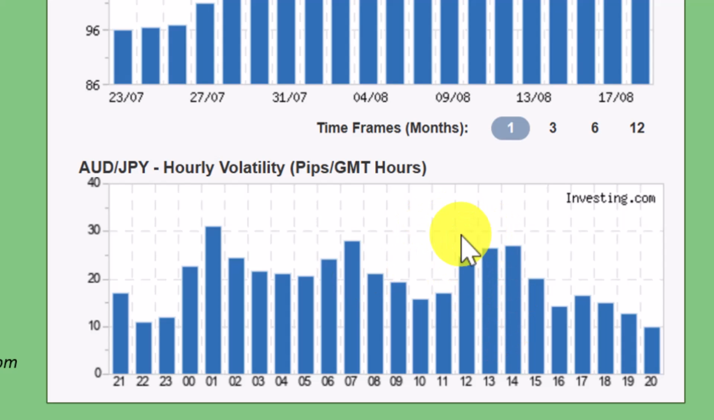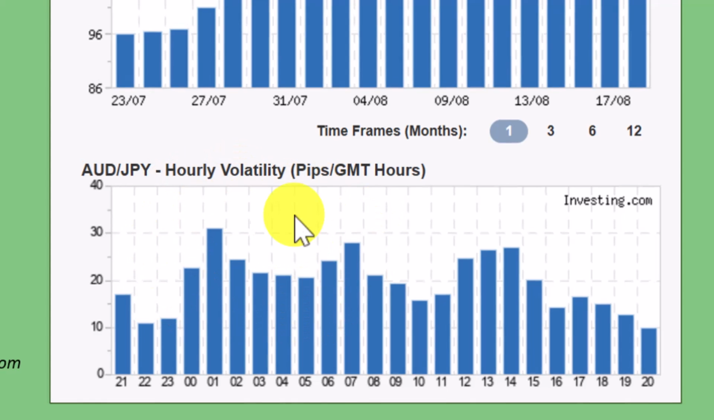So here you can see the Aussie yen is quite active here in the night, which makes sense because it is the Asian session. And then we have a little bit of a spike here around the New York Open, which is around 12 and 1 p.m. GMT. So this might not be ideal because it seems to have the most active time here during the night.